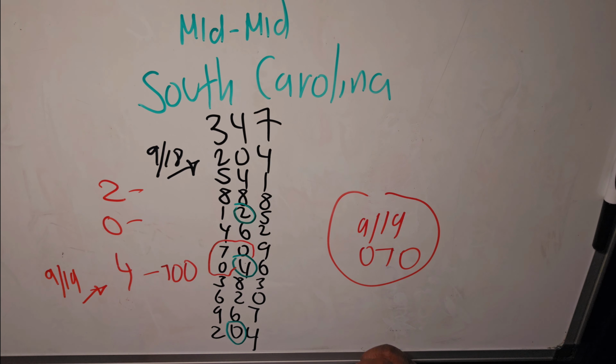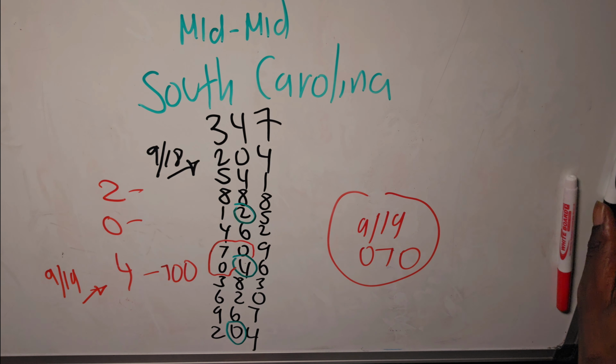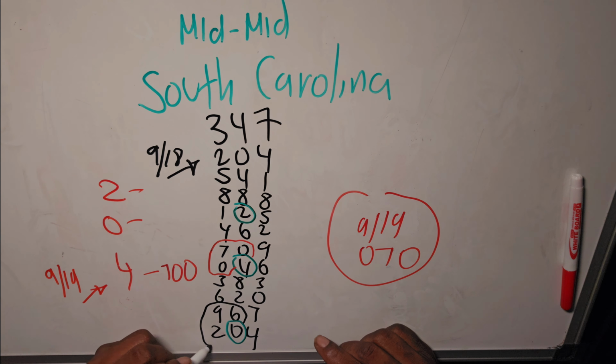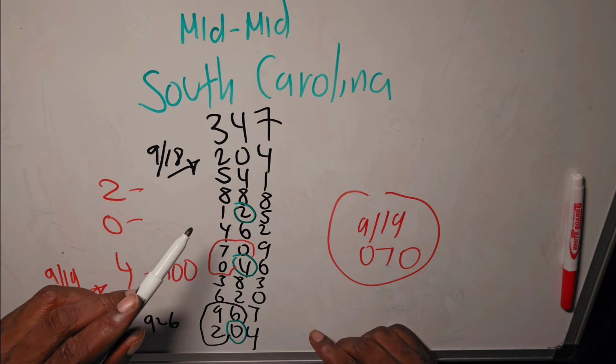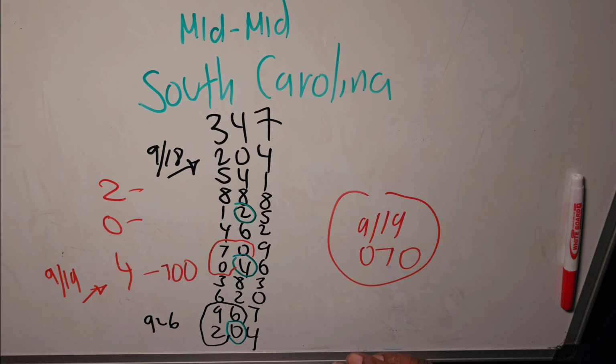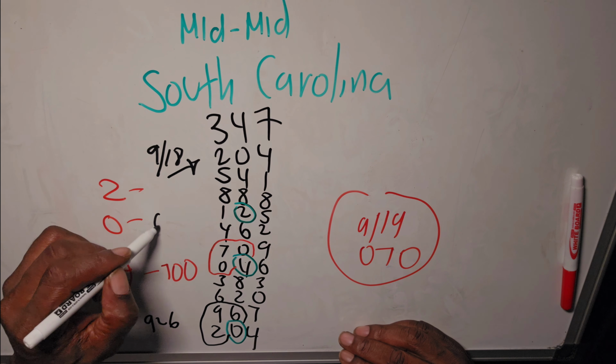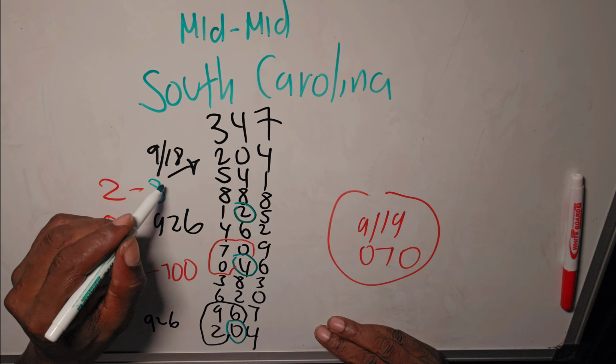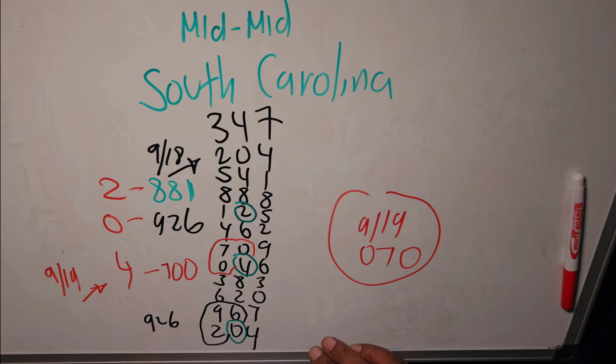So we'll come here, and we'll just take from the left. So from the left again, we also got 926. Then we'll do the same thing for the 2. So for the 0, 926. And then for the 2, we got 881. That's for the 2. We got 881. So for 919, it came out 070.